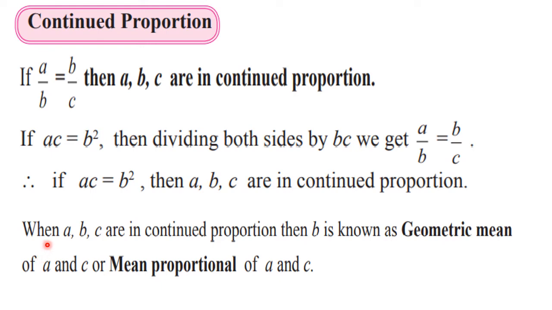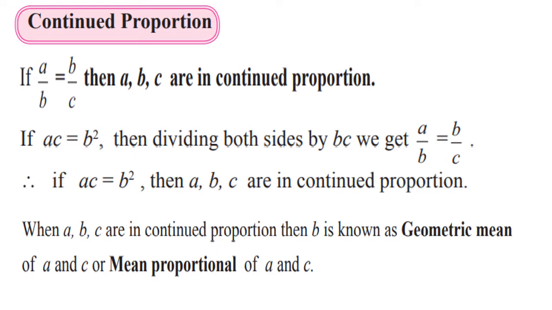More information is what? When A, B, C are in continued proportion, the term which is in the middle is called the geometric mean or mean proportional of A and C. B is called the mean proportional or geometric mean of A and C when A, B, C are in continued proportion. Okay, so by using this information, we can write down some statements where the meaning of all those statements is the same.